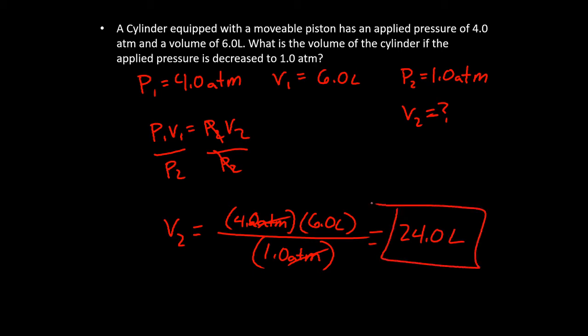And we can double check to make sure that our answer makes sense. If we started at 4 atmospheres with 6 liters, the change that happened here is we decreased the pressure. And because we know pressure and volume are inversely related, if we decreased the pressure, then the volume should increase. And that's what we see. So we decreased the pressure, so the volume should increase, and it does. It goes from 6 liters to 24.